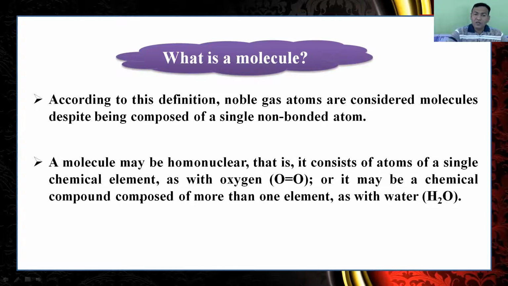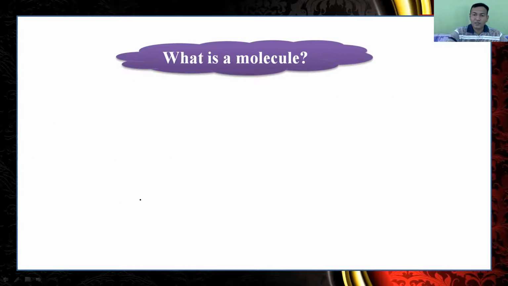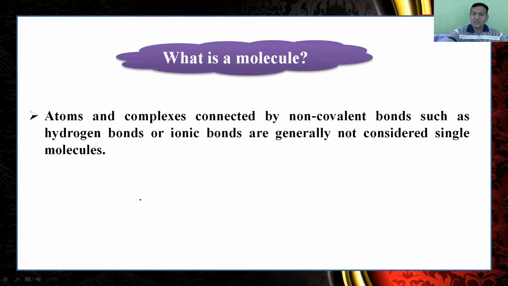For example, a molecule may be homonuclear, that is, it consists of atoms of a single element, like oxygen, O2. Or it may be a chemical composed of more than one element, like hydrogen and oxygen coming together to form a molecule of water, H2O, or carbon dioxide and so on. So you can imagine all the things about the molecule.